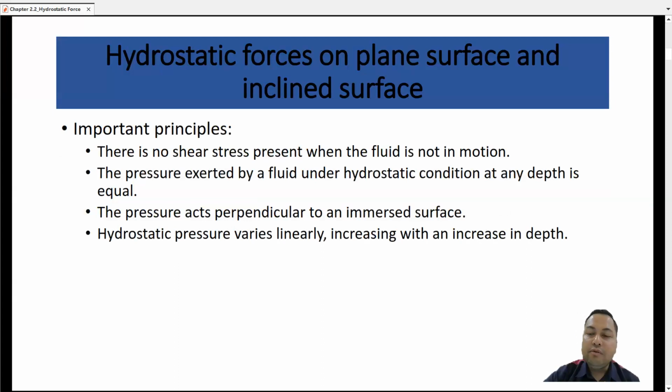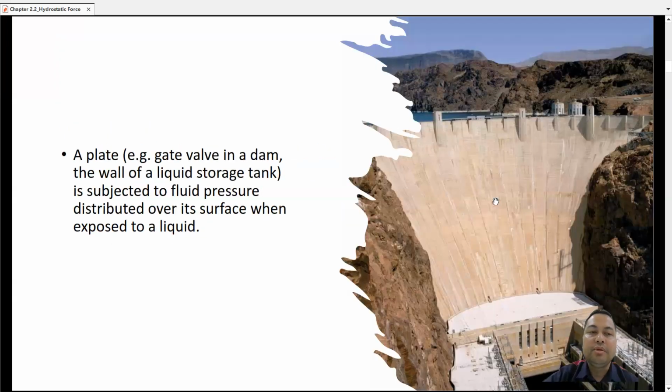An important principle for solving equations related to hydrostatic force on plane and inclined surfaces is that there is no shear stress present when the fluid is not in motion. So bear in mind, hydrostatic means that our liquid is not moving, so there will be no shear stress present. The pressure exerted by a fluid under hydrostatic condition at any depth is equal. The pressure acts perpendicular to an immersed surface, and the hydrostatic pressure varies linearly, increasing with an increase in depth.